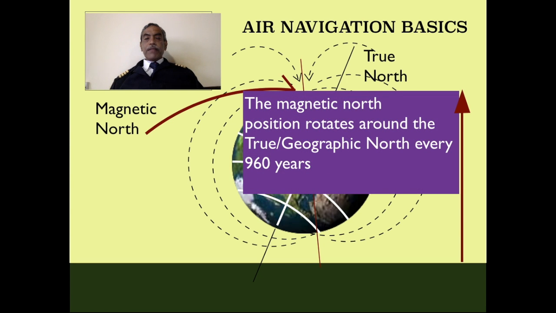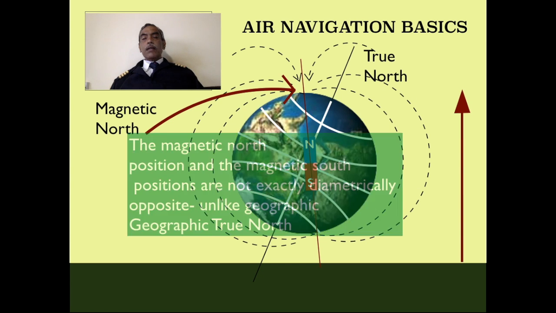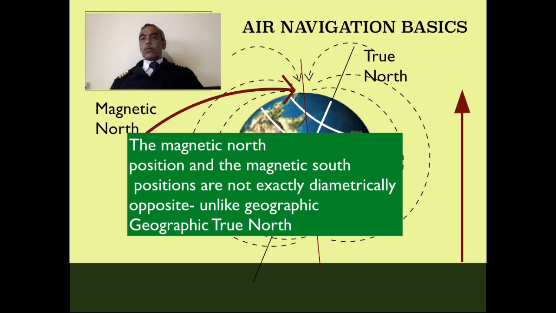The next point which I want to say is the magnetic north position and the magnetic south positions are not exactly diametrically opposite. That's another big challenge. Unlike the geographic north, true north and true south will be exactly diametrically opposite by virtue of the rotation of the Earth around that particular axis. However, the magnetic north itself does not coincide in the north and the south. That is, we must understand.